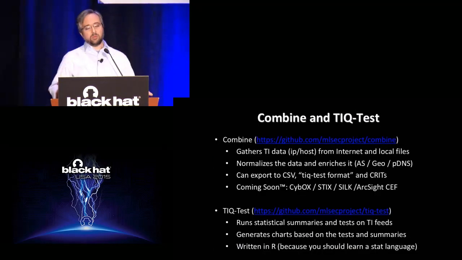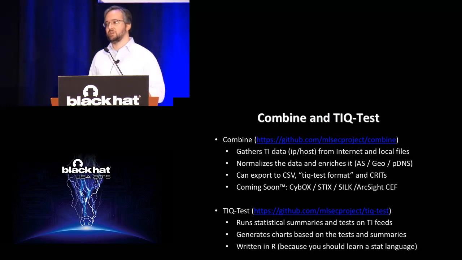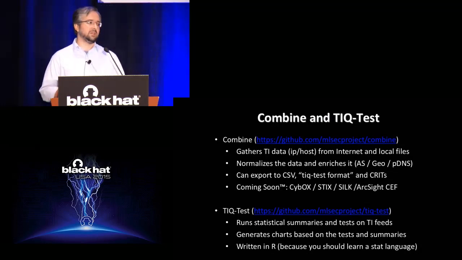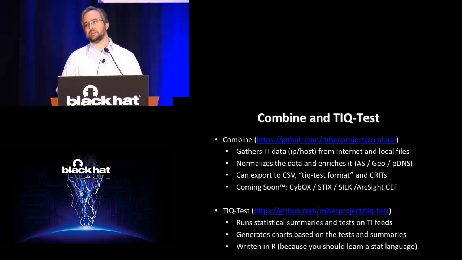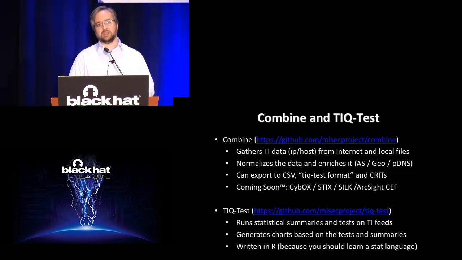So there are 2 open source projects that we have under the MLSec project, right? I will not go into a lot of detail on Combine, but pretty much Combine allows you to parse multiple sources of threat intelligence, open threat intelligence on the internet. It reads them all, it spits them out in a CSV or JSON format, something that's very easy to use, right? And you can manipulate in other different ways.